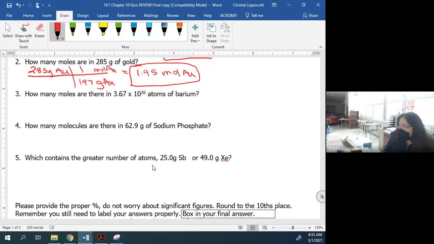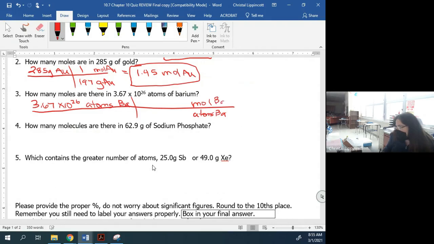All right. So how many moles are there in this many atoms of barium? So again, we write down what we're given. I want to get rid of atoms of barium. And they want me to go into moles. Okay, 1 mole here. And then it really doesn't matter what we're dealing with because this conversion unit is exactly the same. 6.02 times 10 to the 23rd atoms.